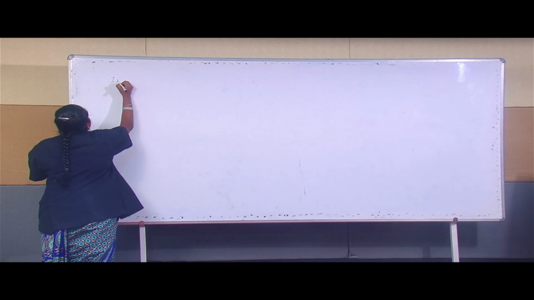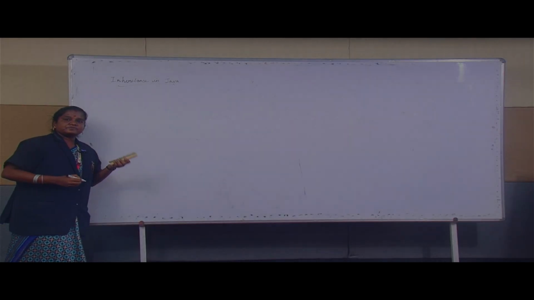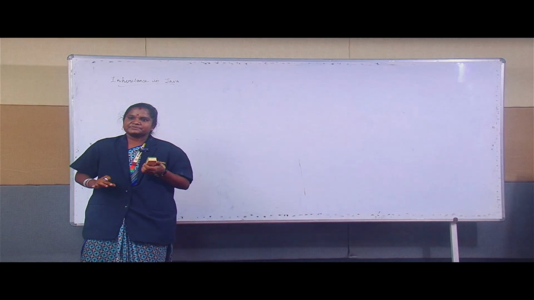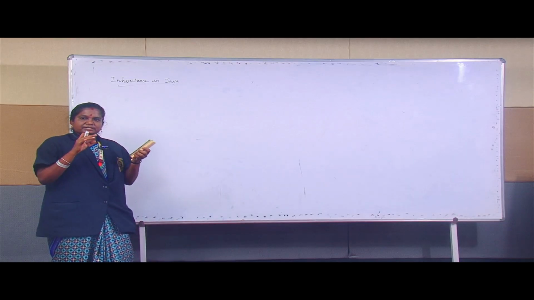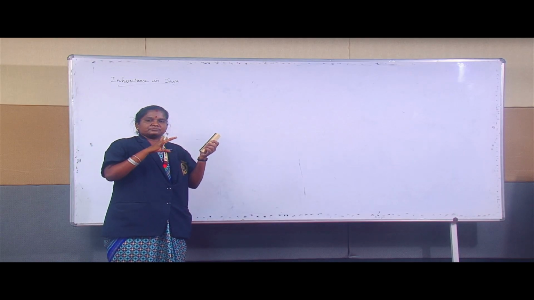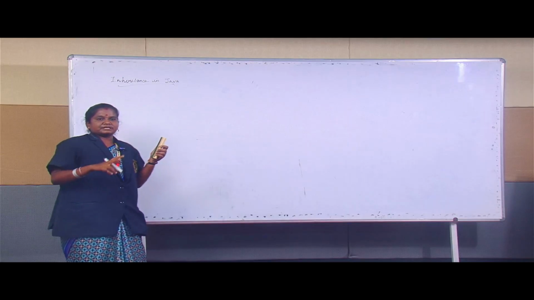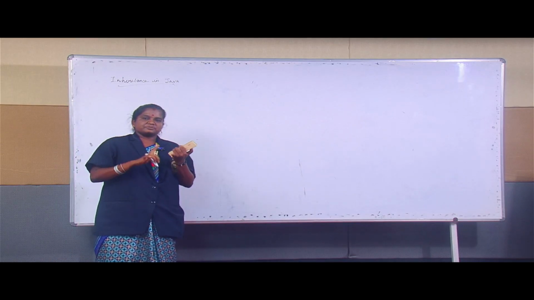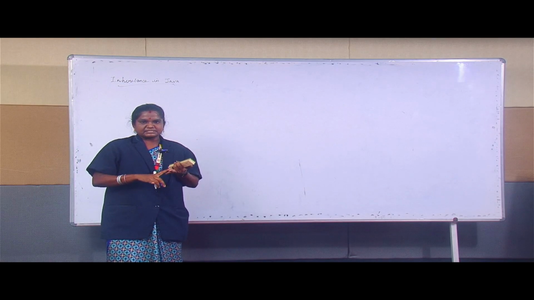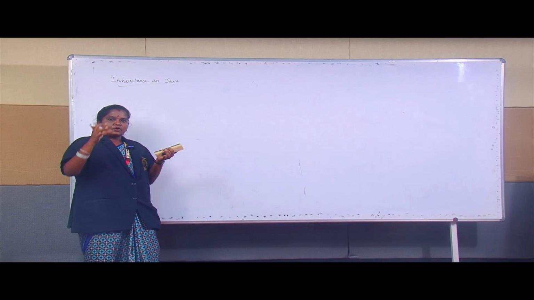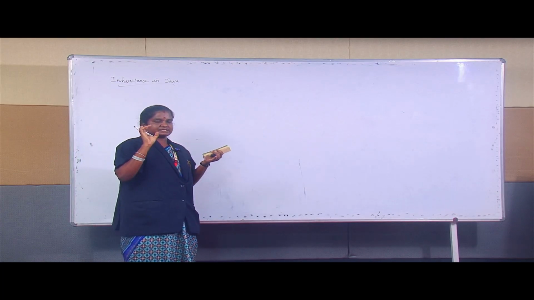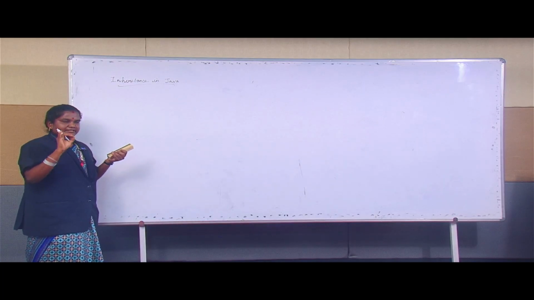Inheritance in Java. So first we will see what inheritance is. Inheritance means it will inherit the properties from the base class. That is, we will consider two classes, one is the base class and another one is the derived class. So the derived class will inherit all the properties from the base class. So this is known as inheritance.